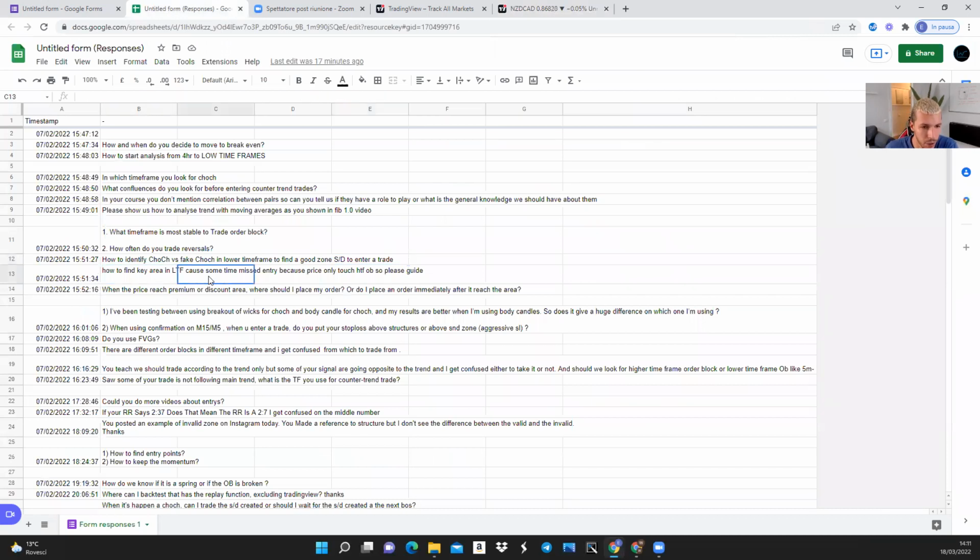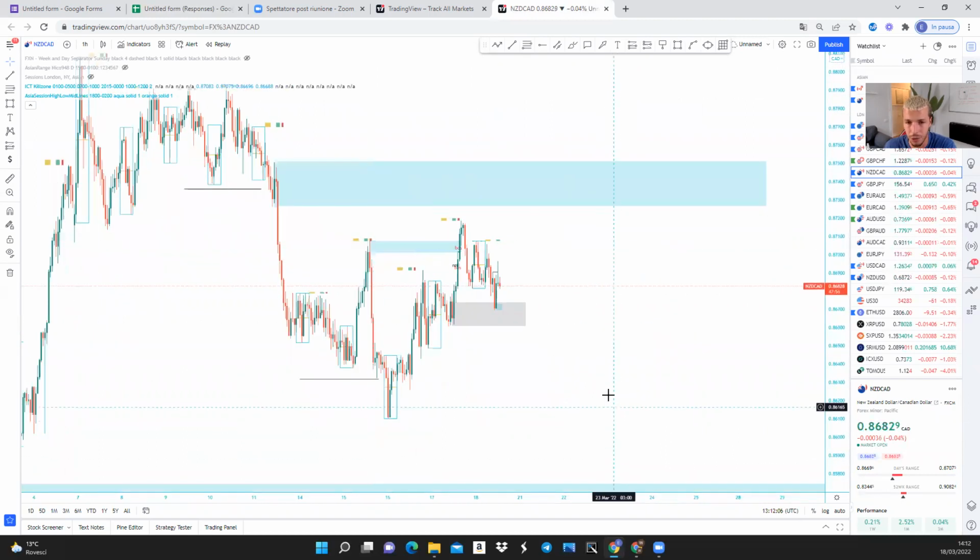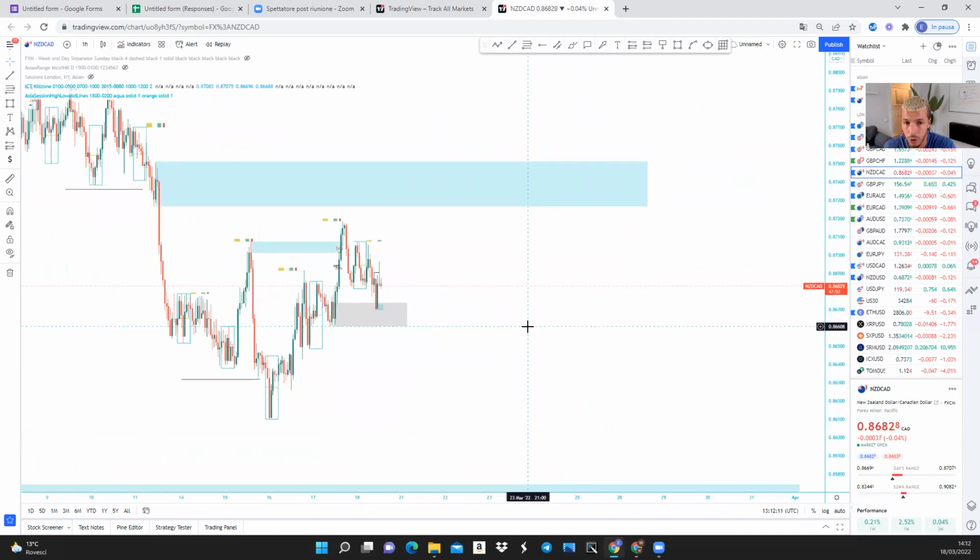How to find key areas in lower timeframes, because sometimes I miss entries? In lower timeframes, you wait for your confirmation, you put premium and discount, just like I do in the course. After you put premium and discount, you look for an order block to trade from, which is, just like on higher timeframes, either the last one that broke structure, so the most recent one, or the extreme. Just like I did earlier.